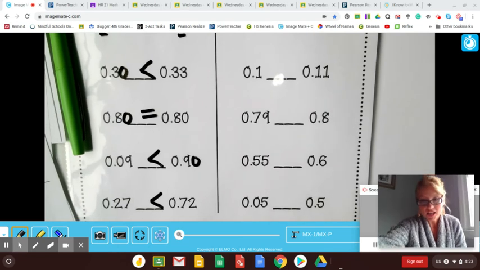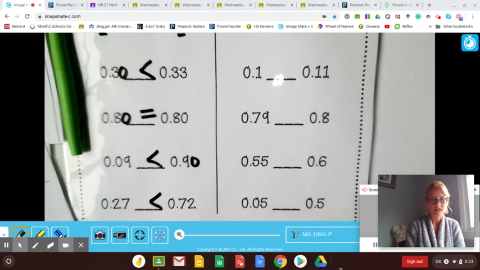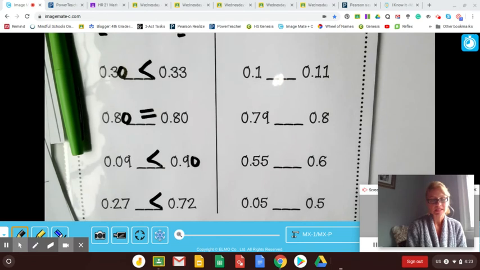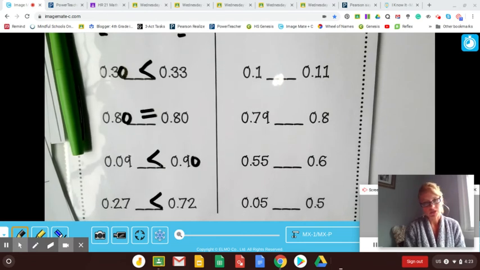All right, guys, that concludes our lesson on comparing decimals. Today, for your math work, you are going to be logging onto our Google Classroom and completing the assignments listed.